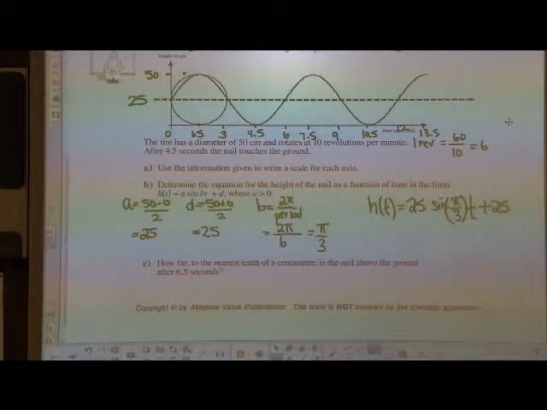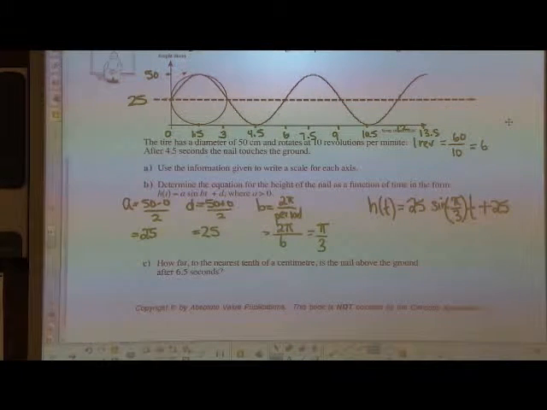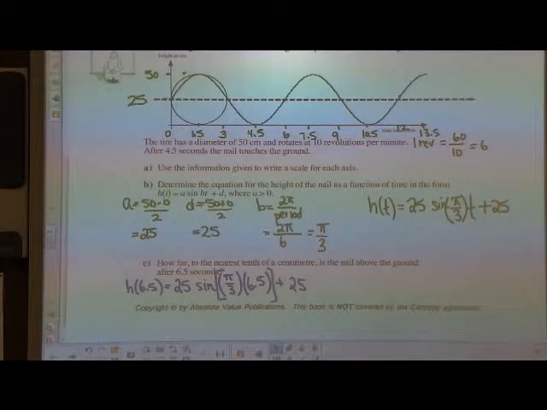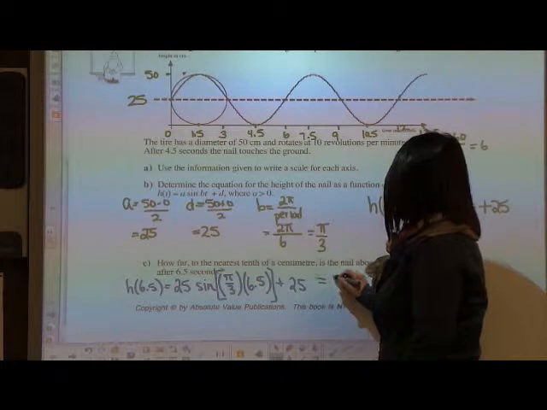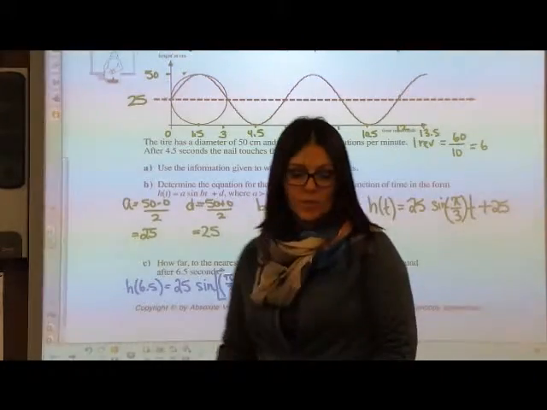And question C says, how far to the nearest tenth of a centimeter is the nail above the ground after 6.5 seconds? How would I determine that? Replace t by 6.5. So I'd like you to do that first and see what you get. Okay, so what do you get for an answer? 37.5 centimeters. So the nail's 37.5 centimeters above the ground at 6.5 seconds. Good.